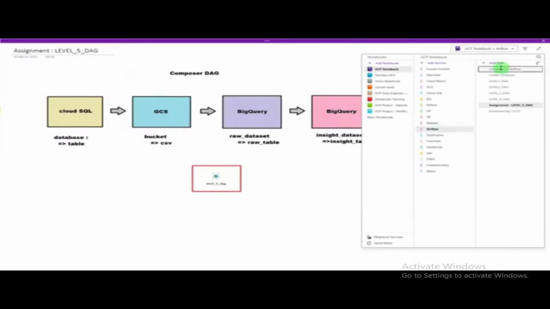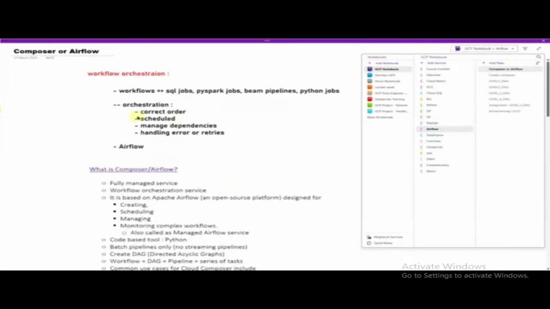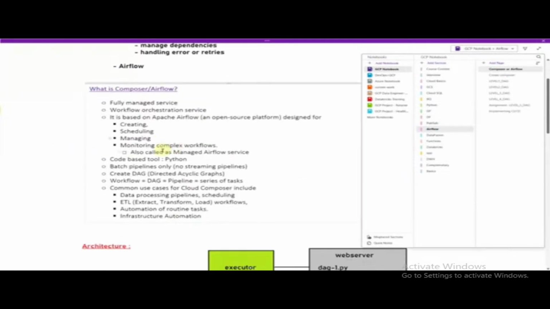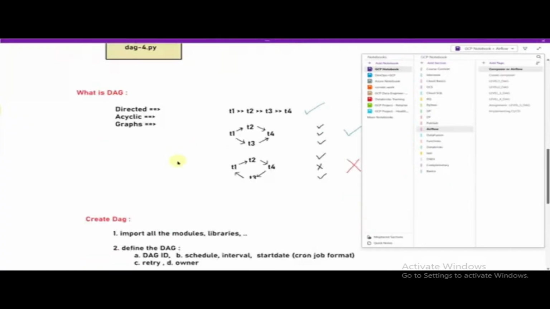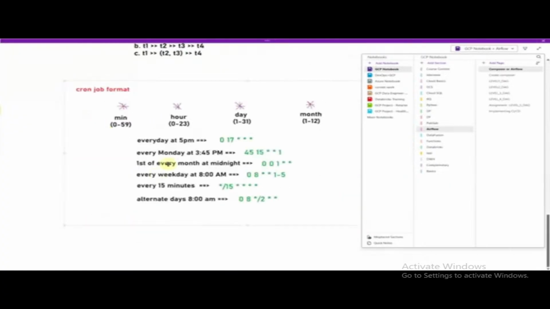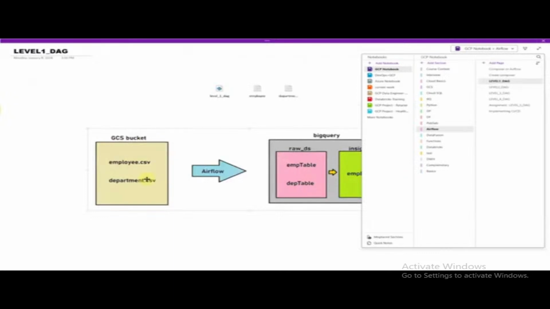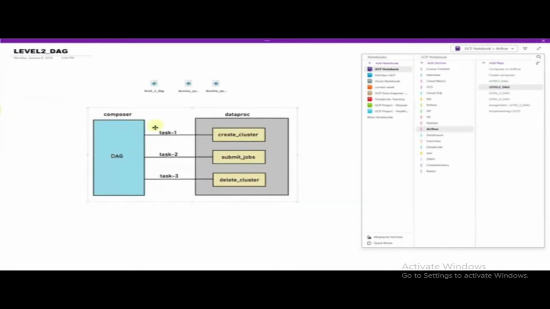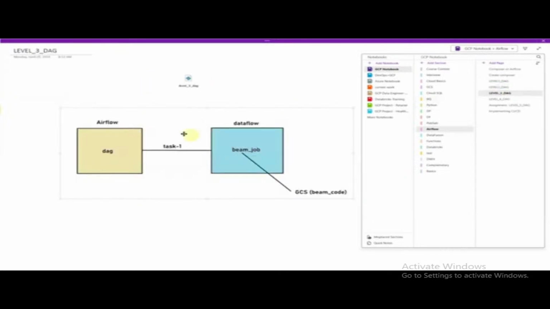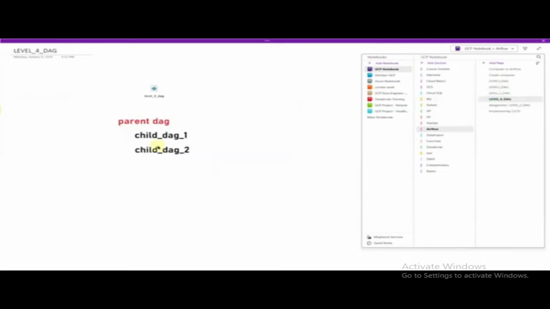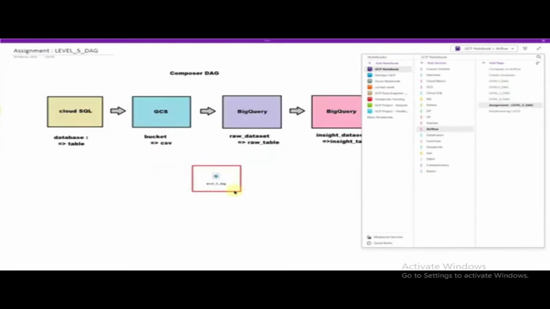And again, Airflow, nothing but Composer. What is workflow orchestration? What is Airflow? The architecture, DAG, create a DAG, cron job format and everything. Level 1 DAG for the SQL jobs, level 2 for the PySpark jobs, level 3 for the Beam jobs, level 4 for the parent DAG, child DAG, assignment for you, that is level 5.